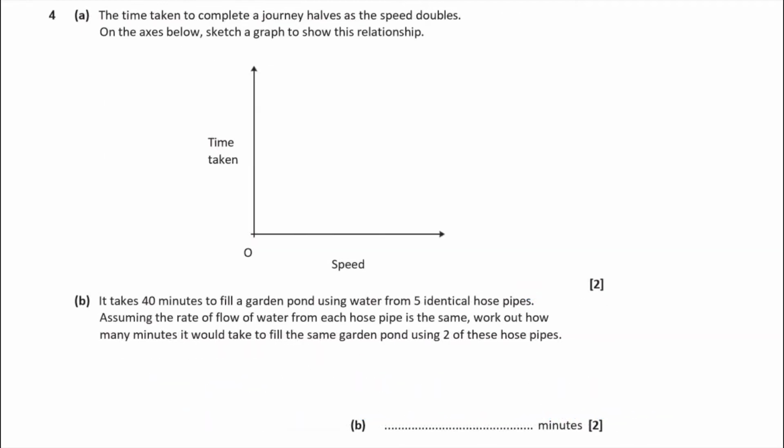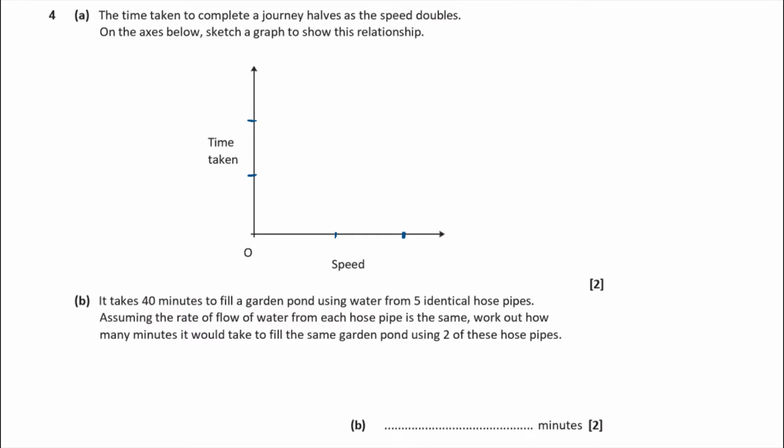Okay. Question 4a, the time taken to complete a journey halves as the speed doubles. On the axes below, sketch a graph to show this relationship. So let's just make a couple of notches on this graph. So I'll do like 1, 2 notches in this direction, and the same here, look, 1, 2 notches in this direction. The time taken to complete a journey halves as the speed doubles.